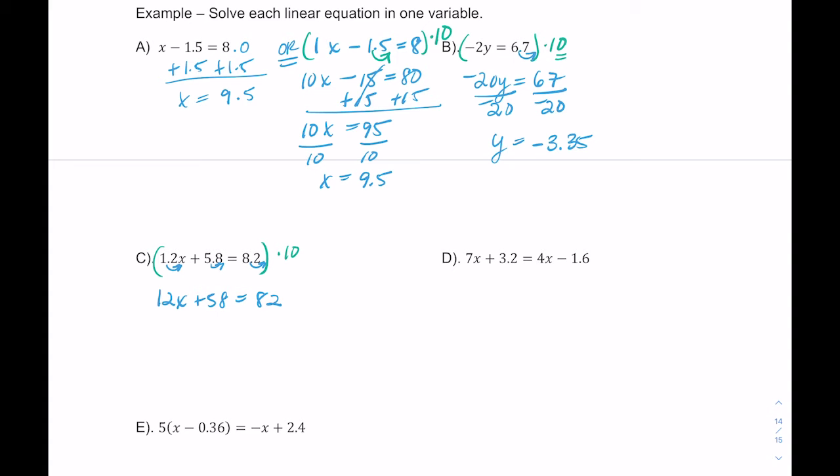So to get x by itself, I'm going to subtract 58. 58 minus 58 goes away. Then we have 82 minus 58. So that gives me 24. And then I'm going to divide by 12. And 24 divided by 12 is 2.